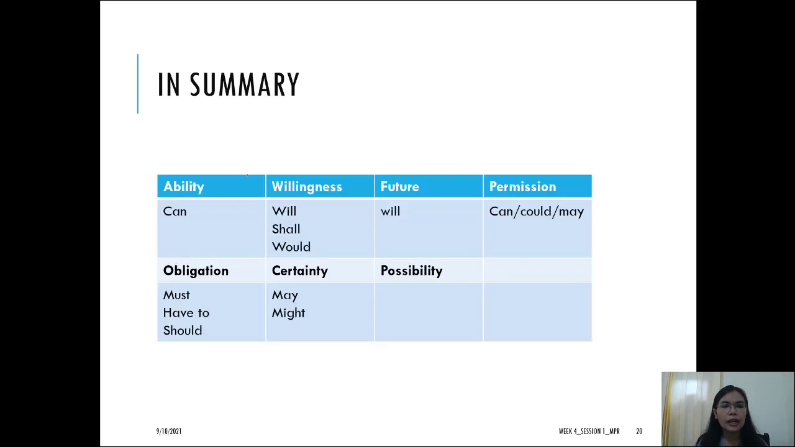So in summary, you can see over here, for ability you can use can; willingness you can use will, shall, or would; future, I think you can still use will and shall; permission, you can use can, could, or may; obligation, you can use must, have to, or should; certainty, you can use may or might; and possibility, you can also use may and might. Okay, so those are the uses and functions of the modals.